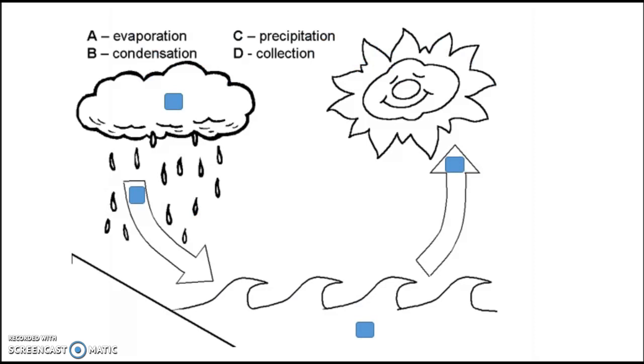Now we will complete the following activity. You have to label each blue box with the letter A, B, C, or D, and then at the end we'll go over it as a whole.